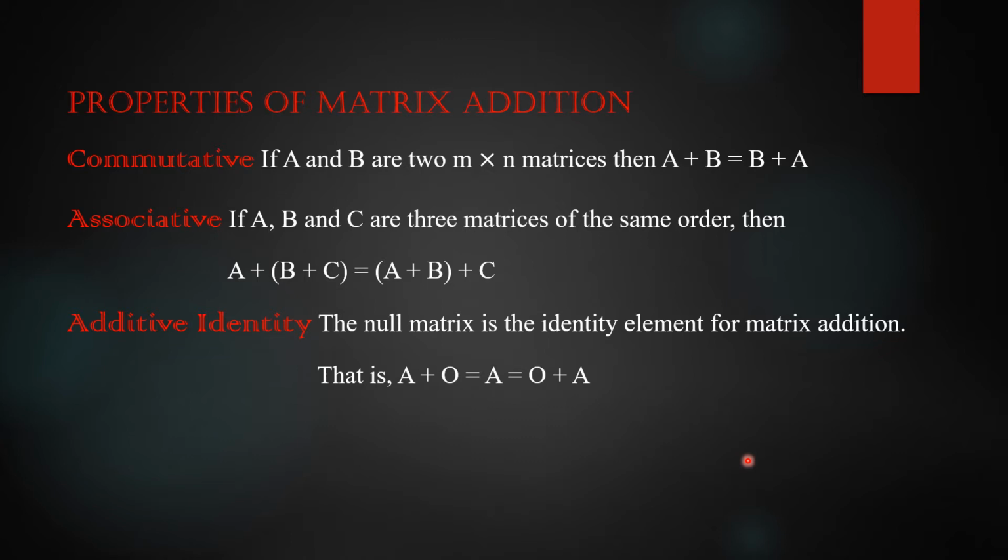Okay, so here I have written that the null matrix is the identity element. Identity element means, sorry, not identity matrix, identity with respect to addition. For matrix addition, you have written here A plus O, or you may consider it as 0. A plus O is equal to A, which is equal to 0 plus A or O plus A. Okay, so this is called additive identity.